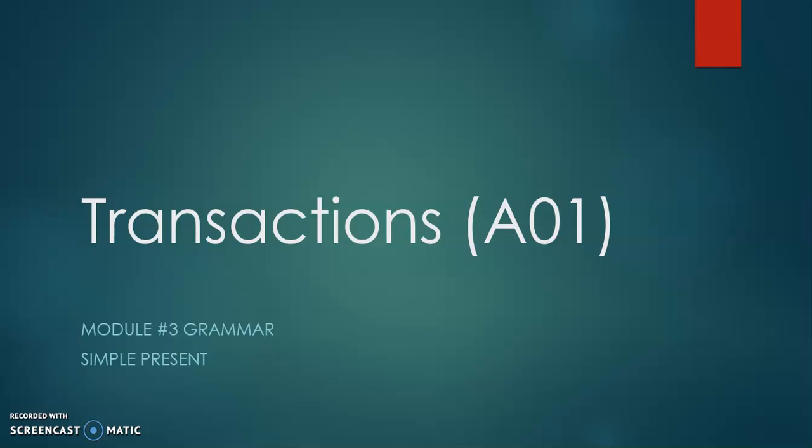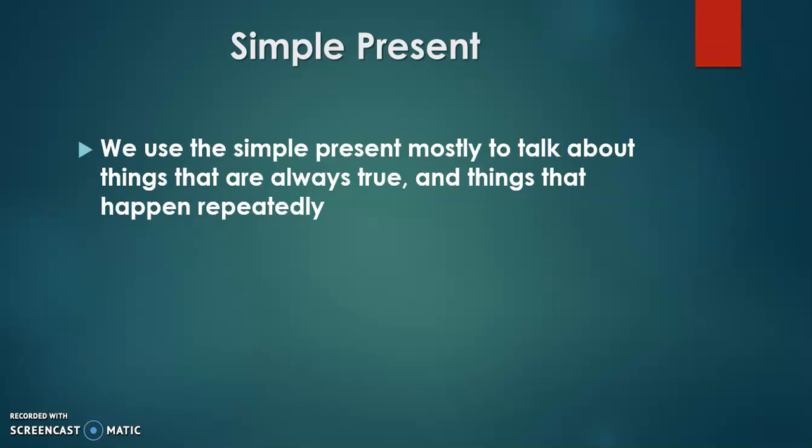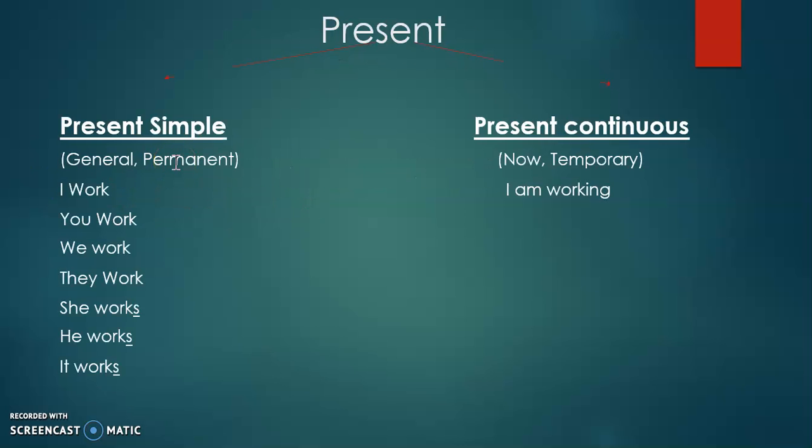Okay, this is about simple present tense. Simple present we use mostly to talk about things that are always true and things that happen repeatedly. That is, we use this tense for things that are happening regularly or permanently, not for temporary things. This will be better understood when we see how it is different from present continuous.